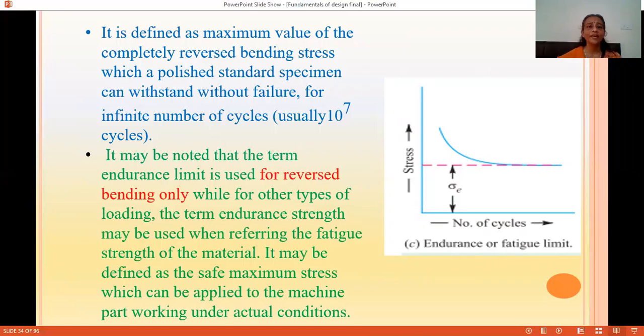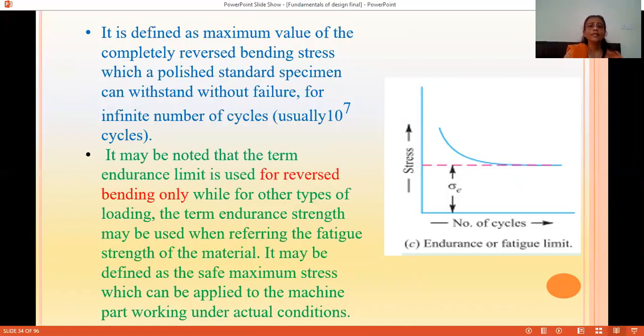So what is the definition? Technically, it is known as the maximum value of the completely reversed bending stress which a polished standard specimen can withstand without failure for an infinite number of cycles. Infinite usually means the component will run for 10^7 cycles.